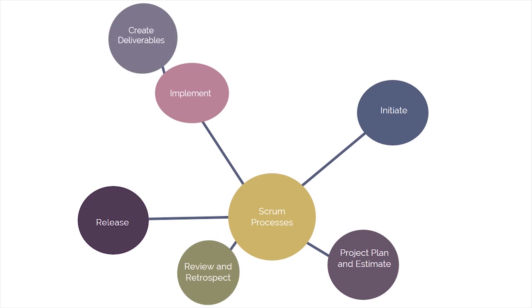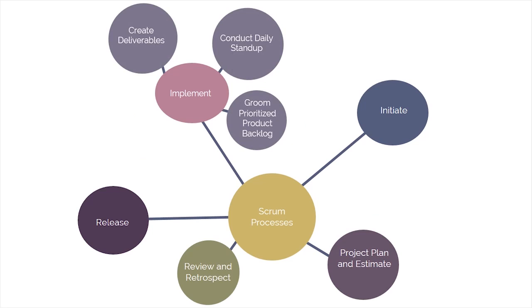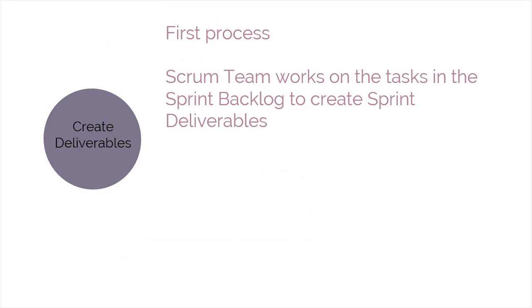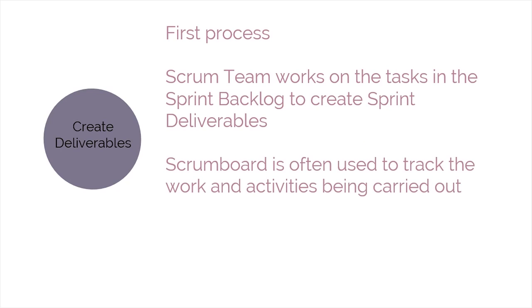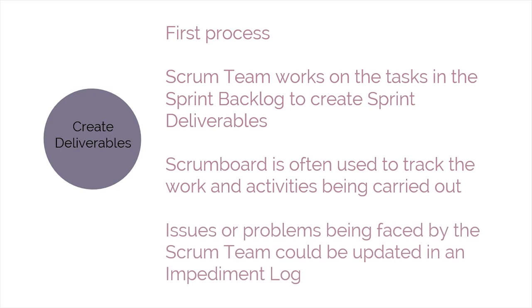The third phase we'll discuss in this module is Implement. Let's now look at the various processes listed to be carried out during this phase. The first process in the Implement phase is Create Deliverables. In this process, the Scrum team works on the tasks in the sprint backlog to create sprint deliverables. A Scrum board is often used to track the work and activities being carried out. Issues or problems being faced by the Scrum team could be updated in an impediment log.